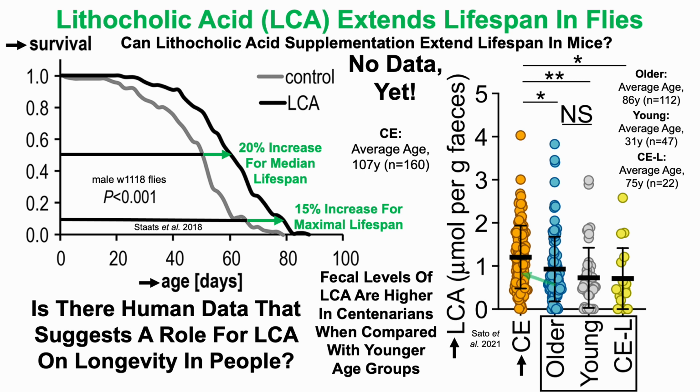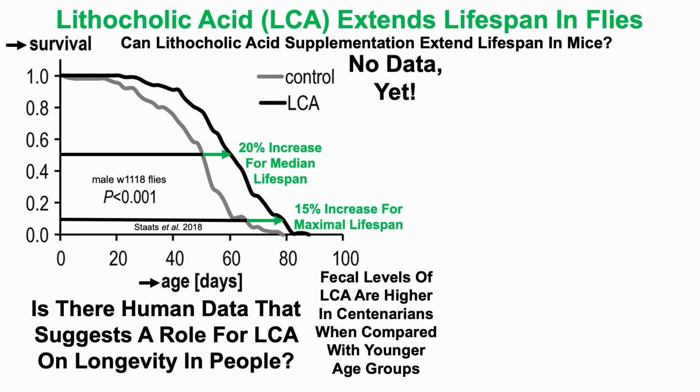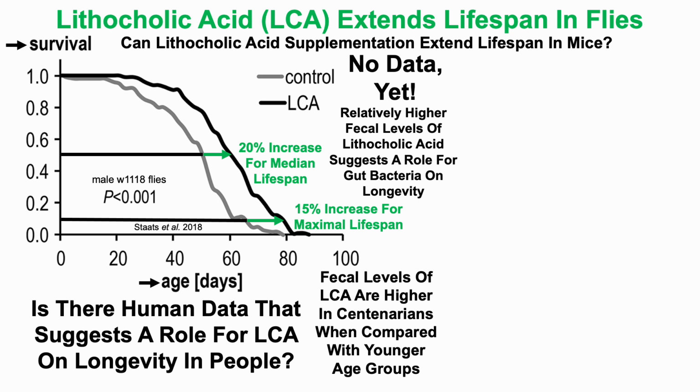And what we can see is that centenarians had significantly higher levels of lithocholic acid when compared with all of the other groups. So higher than the older group, higher than the younger group, and higher than their kids. Now let's take a sidestep as to why this may be important. And that's because relatively higher fecal levels of lithocholic acid suggests a role for gut bacteria on longevity. So why is that the case?